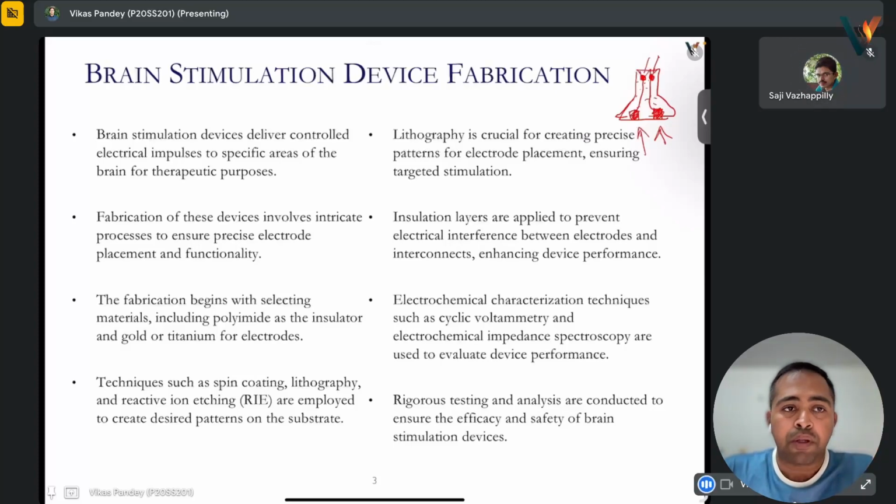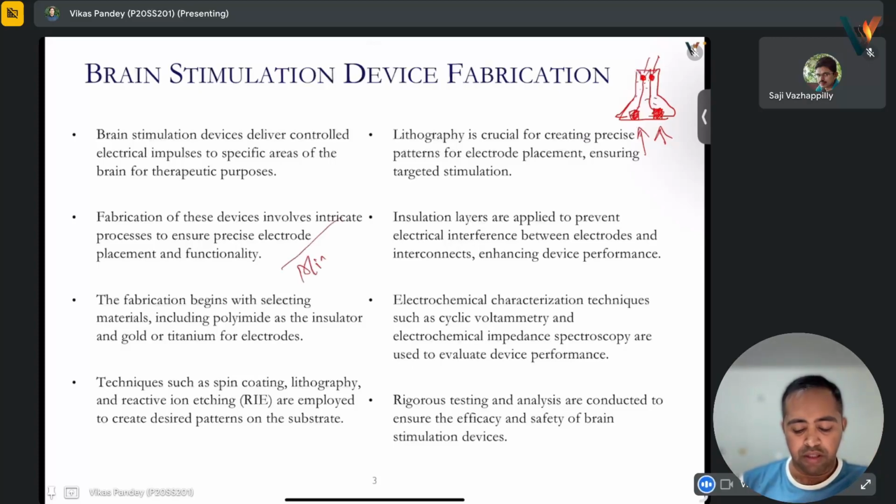So the purpose of making this device was to deliver control, in the sense that we know how much electric impulse we are giving and to which area. It will not go to any other area, and that also to correct some problem in our brain and create some impulses. So to fabricate these devices, we employ an intricate process of how electrodes are formed, and this whole process comes under microfabrication.